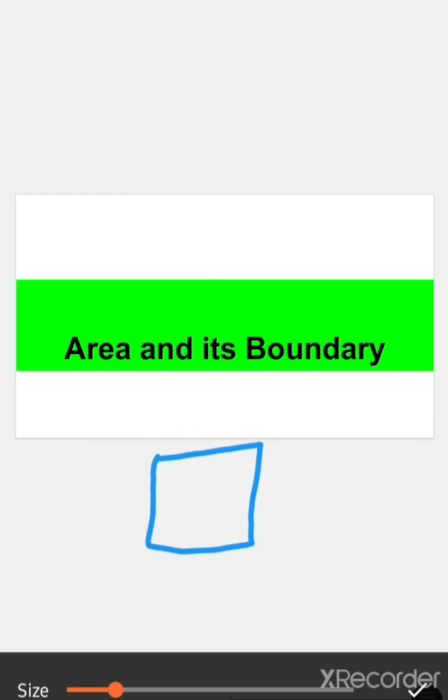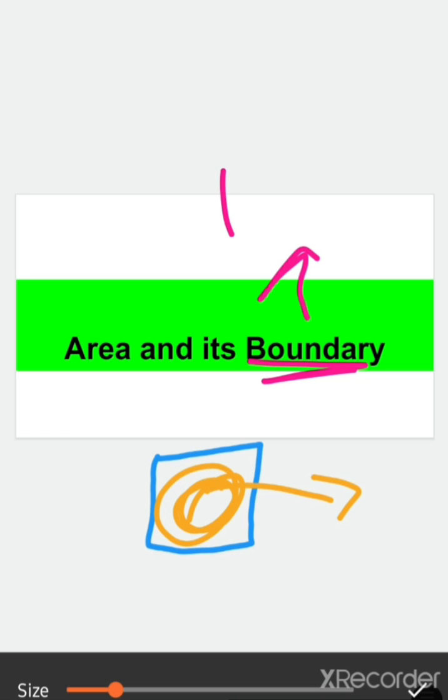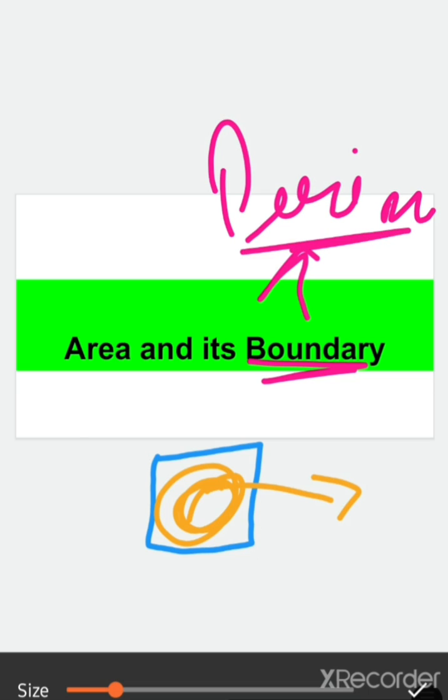So, we studied what is area? Area means whatever is inside the figure, the portion inside the figure is known as the area. And what is boundary? Boundary is the perimeter. The perimeter of a figure is known as its boundary.